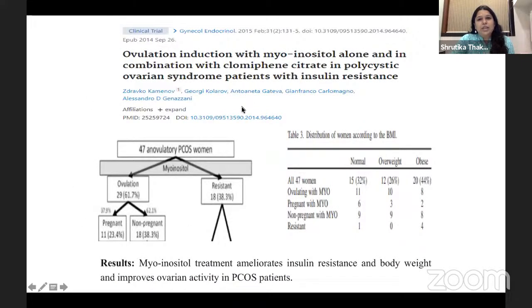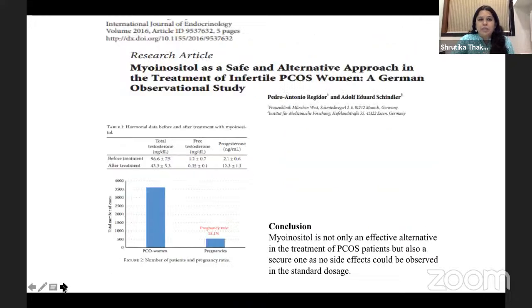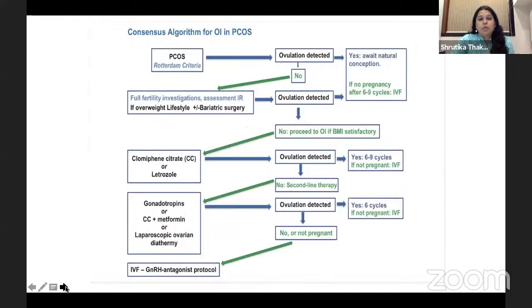Along with ovulation induction, Myo-Inositol is very, very useful because, like I mentioned before, it improves the intrafollicular Myo-Inositol levels, and we see better quality eggs and more fertilization rates when we give Myo-Inositol therapy.